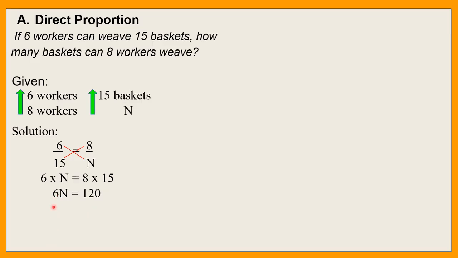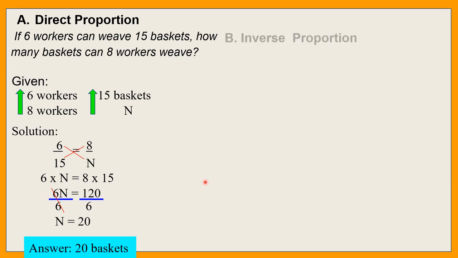Para mawala yung katabi ng n, which is 6, divide natin with 6. So, 6/6 is 1. Wala na yun, di ba? So, cancel na yan. N na lang ang matira dito. And 120 divided by 6, that is 20. So, ibig sabihin, kung 8 workers, 20 baskets na ang magagawa nila. Kasi, mas maraming gumawa. Diba?